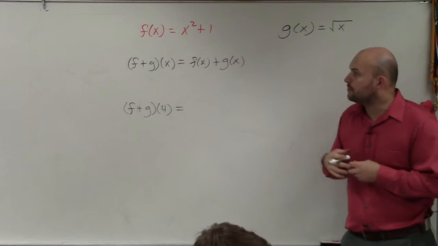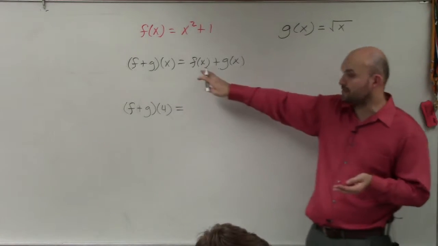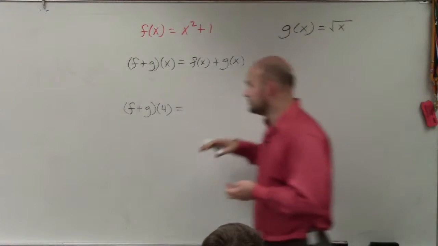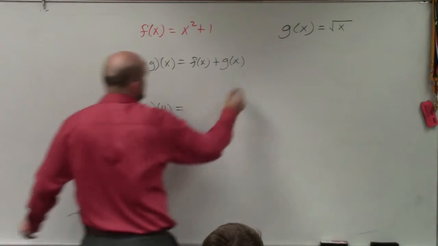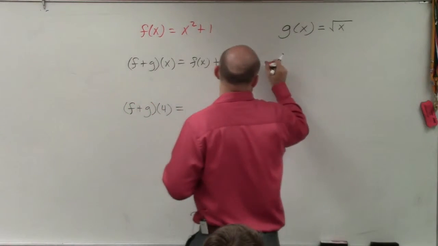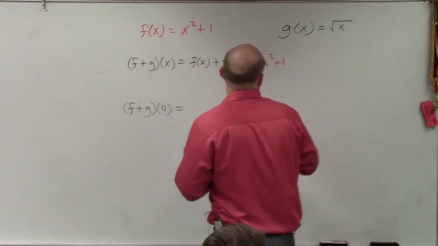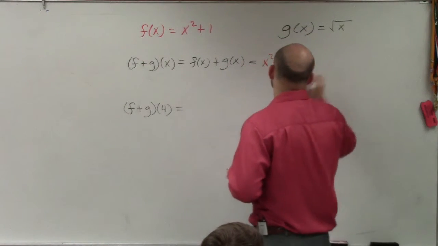OK? So when we're adding our functions, basically what we're going to do is take what f of x equals and then add it to g of x. So in this case, everything f of x, I'm going to use red. So I'll have x squared plus 1 plus the square root of x.